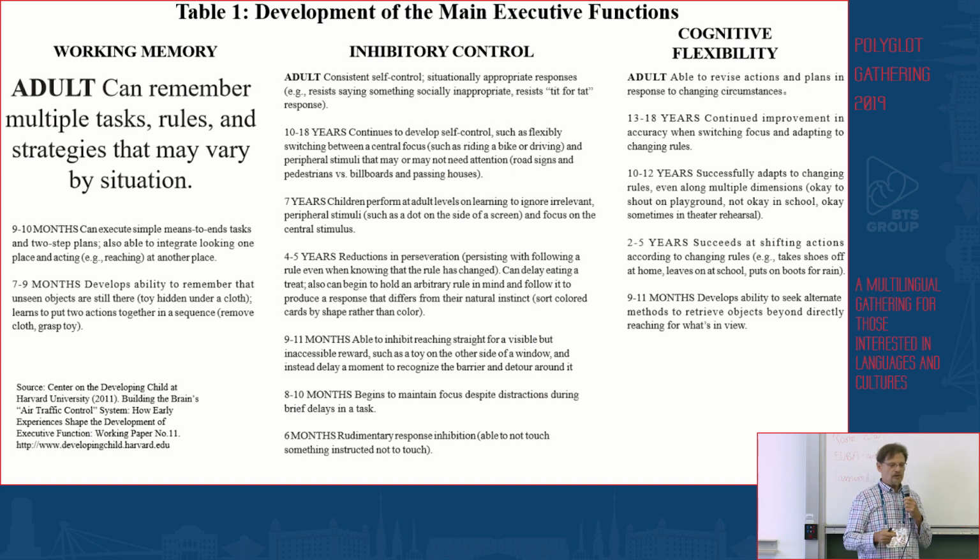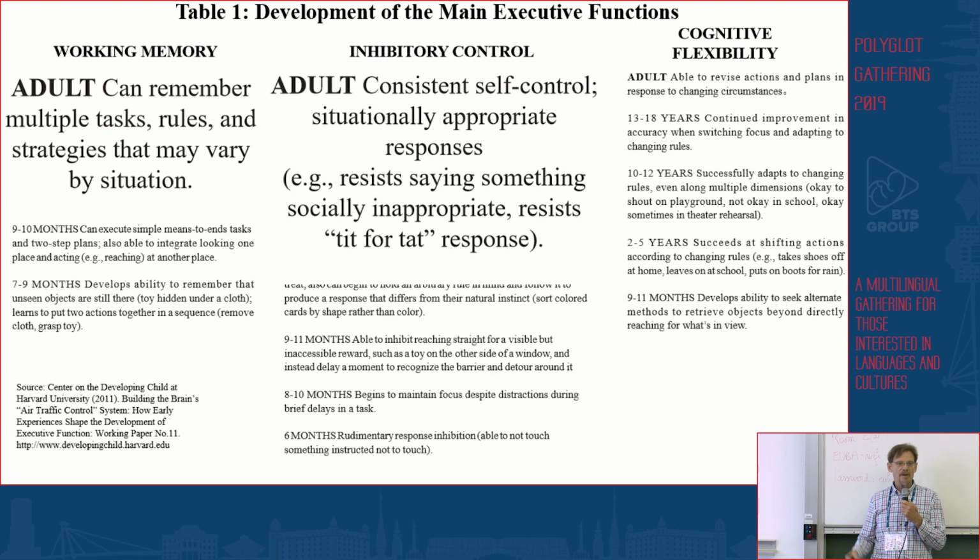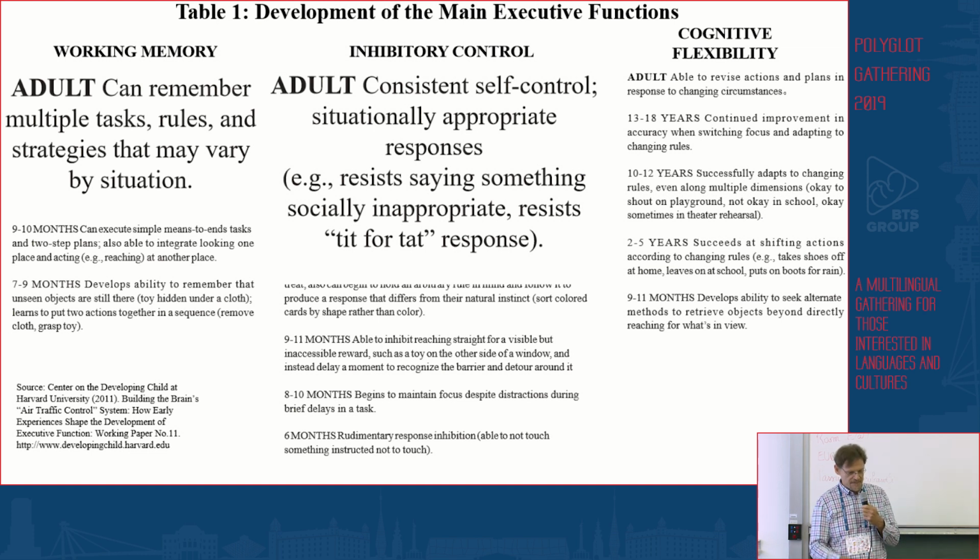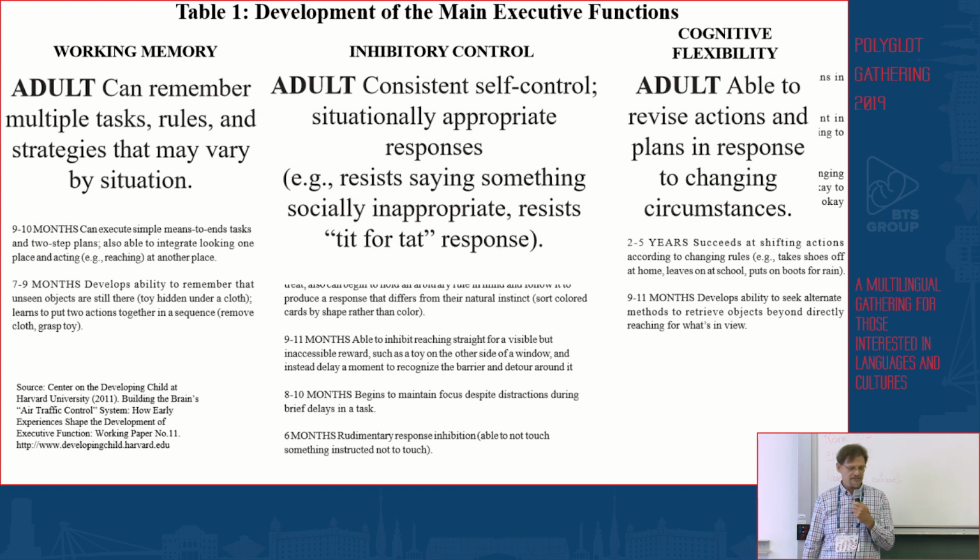An adult can remember multiple tasks, rules, and strategies that may vary by the situation. That's working memory. And inhibitory control: an adult has consistent self-control, with situationally appropriate responses. You don't say something inappropriate. Well, we do, but we don't want to. Then there's cognitive flexibility, which means being able to revise actions and plans in response to changing circumstances. When you switch languages, obviously you have a change in circumstances there.